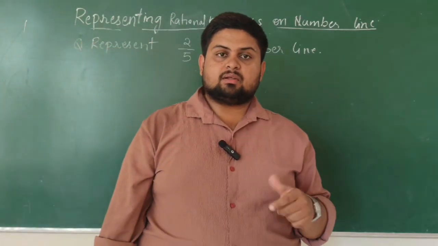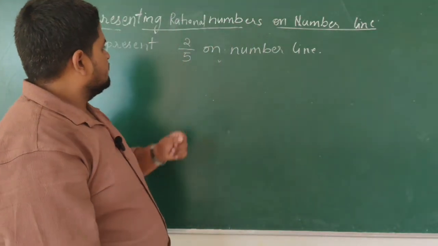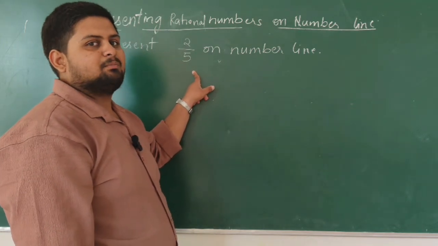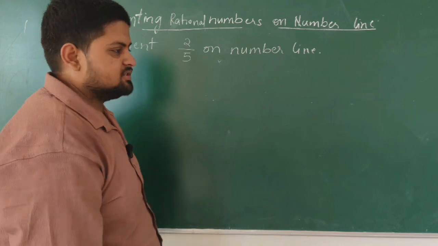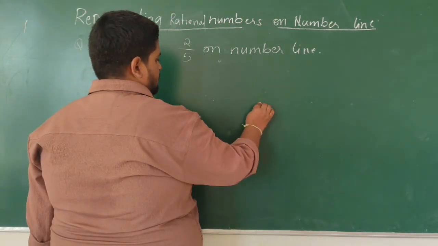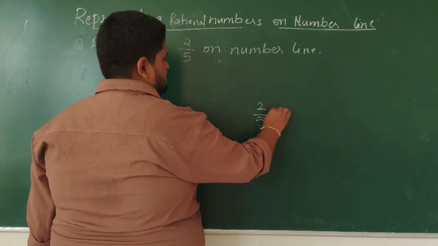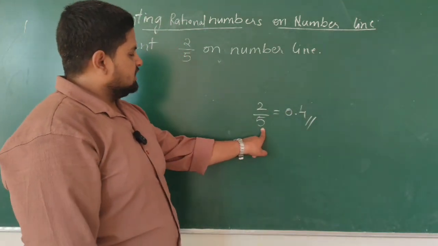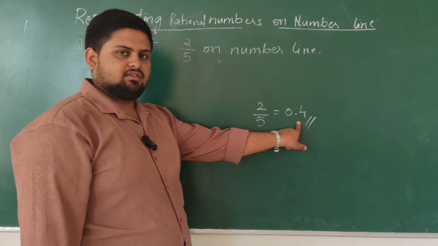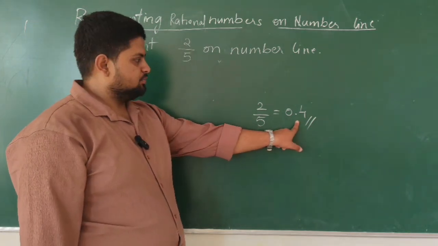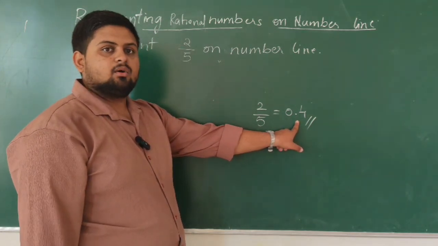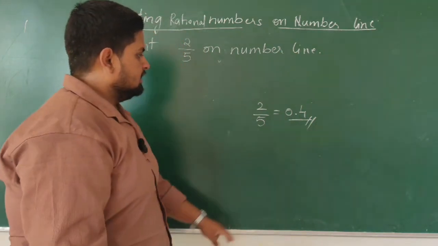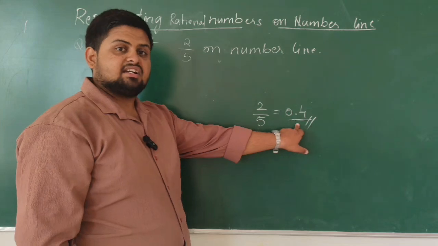We know rational numbers may be of different types. For example, 2 by 5. Is this a rational number? Yes, because it is written in the form p by q, where p and q are integers and q is not equal to 0. Now, I can write 2 by 5 also as 0.4. So 2 by 5 is a rational number, and 0.4 is also a rational number. This 0.4 is not written in the form p by q, but is written as a decimal, but still we consider it a rational number itself.